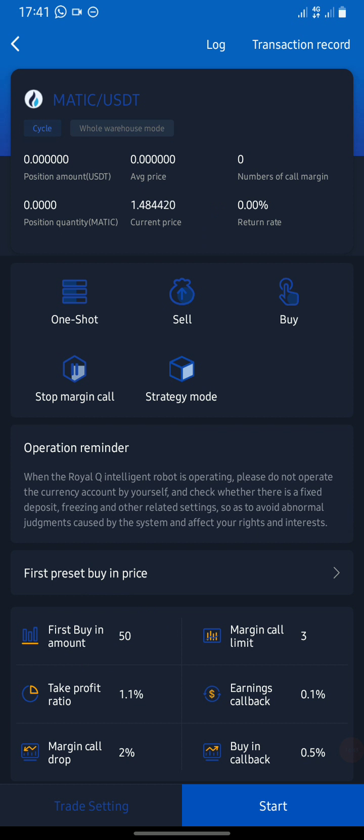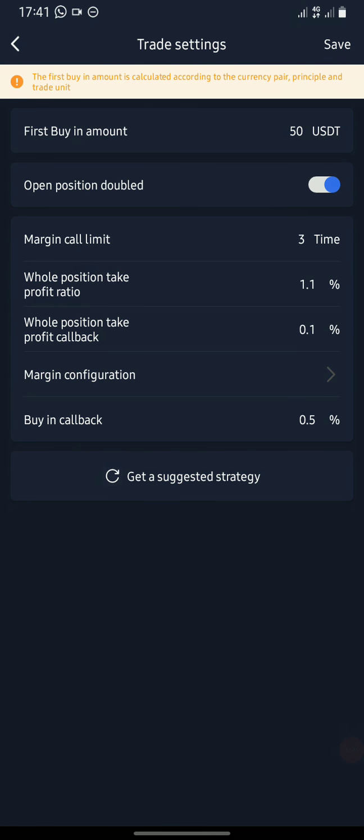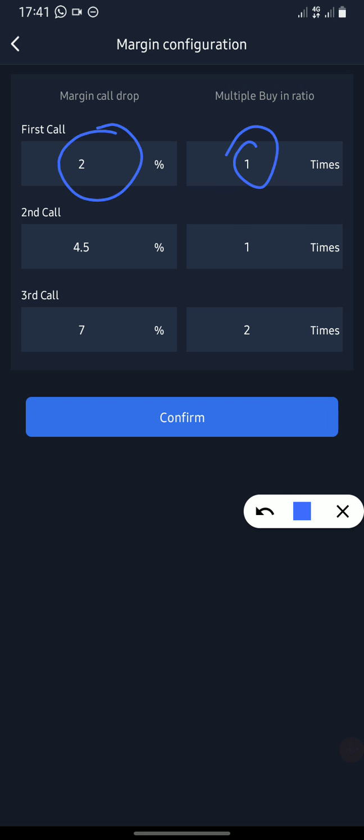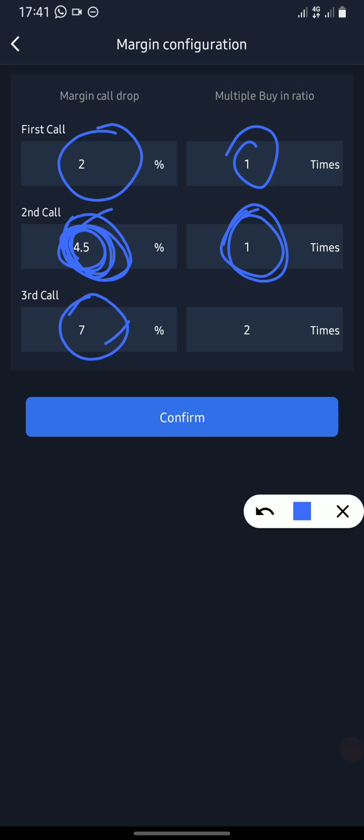Is that right? So let's go to trade settings again, margin configuration. Right. So whatever amount I bought here at $50, here will be times 2 of this at the same price. Are you getting the quantity now? Here we multiply by 2 at the same price. And at 7% deeper, I will have more volume to myself at $100.